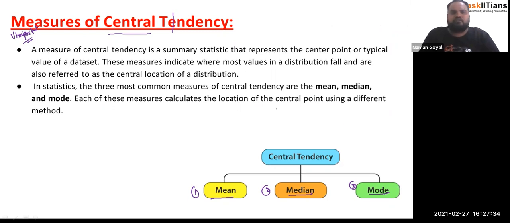So what is the meaning of measure of central tendency? A measure of central tendency is a summary statistic that represents the center point or typical value of the data set. Basically, we have a data set, so the central tendency is the center point, or we can say the typical value of the data set. We can use it for any data.